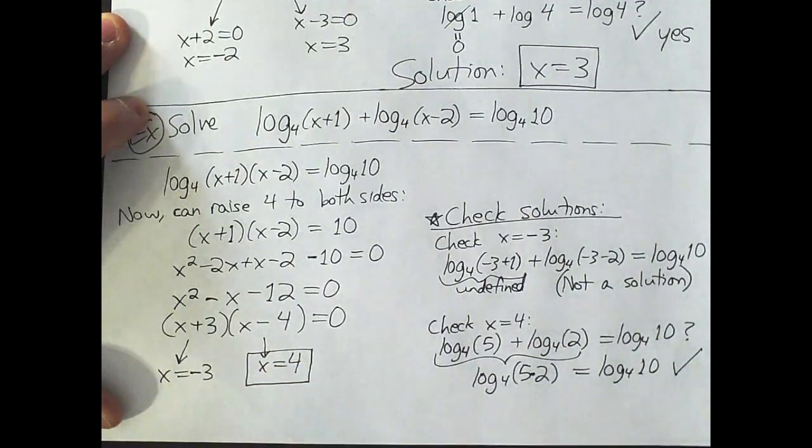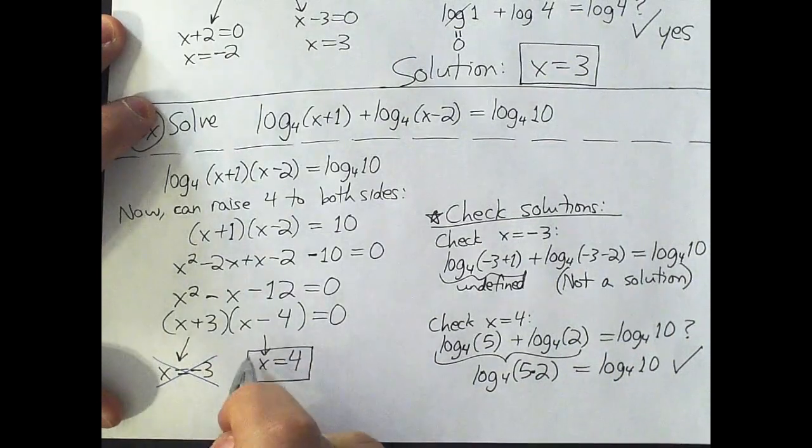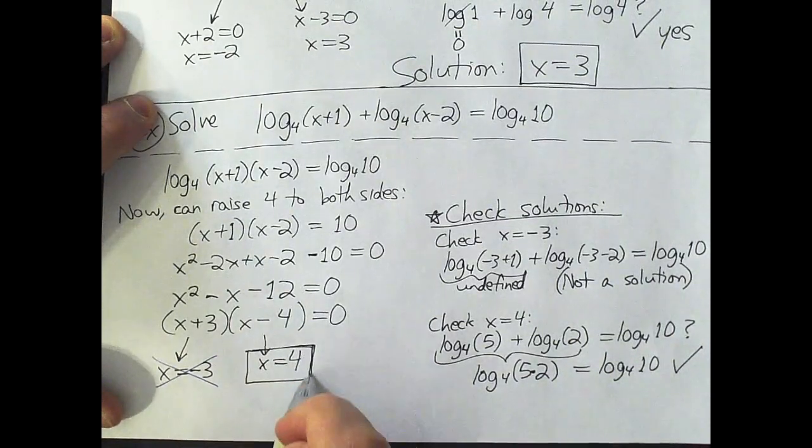You know what? Just to be clear, I'm going to cross out the -3 like that. So one solution to this problem, and it was 4.